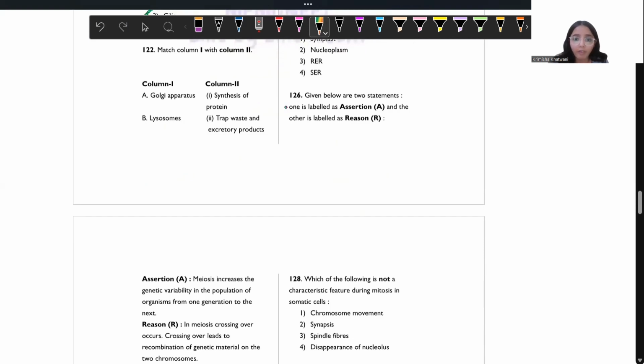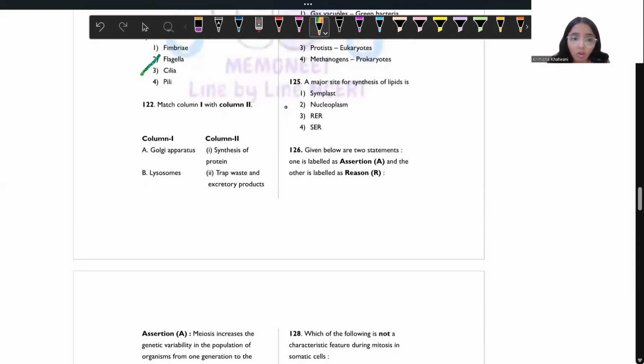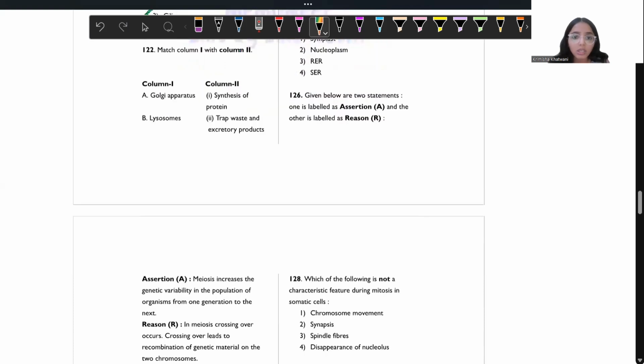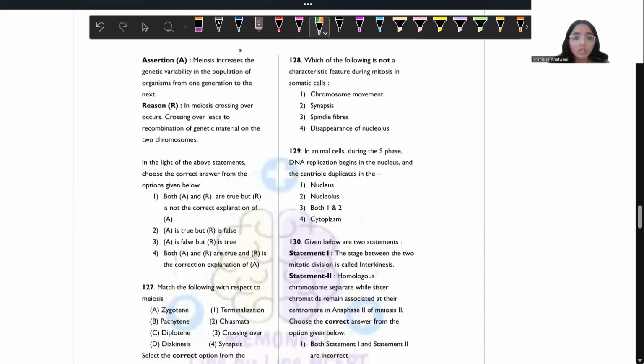Question 125. A major site for synthesis of lipids is fourth option, SER. Smooth endoplasmic reticulum is the site for synthesis of lipids. Given below are two statements. One is labeled as assertion, one is labeled as reason. Meiosis in just a second.